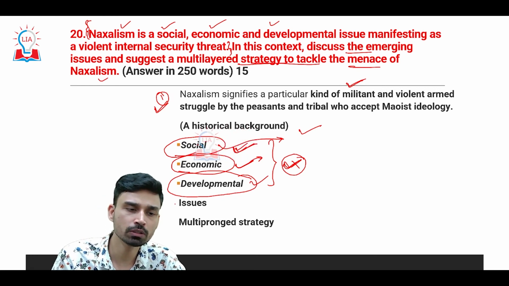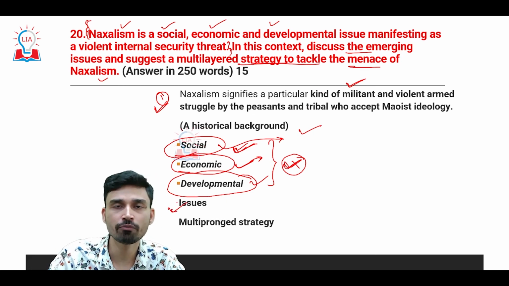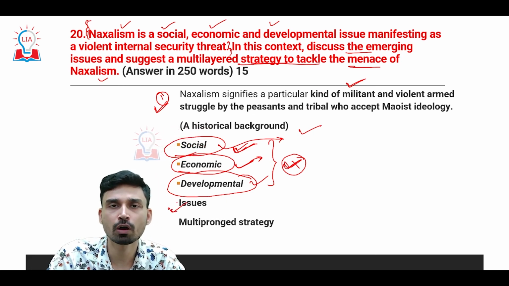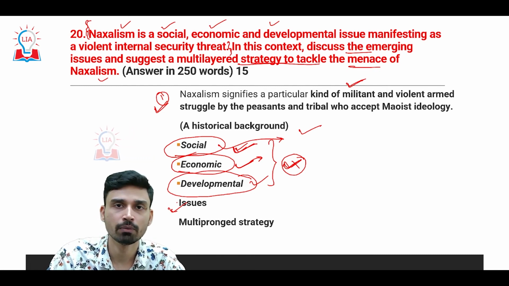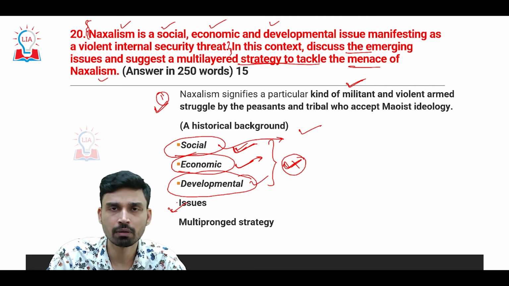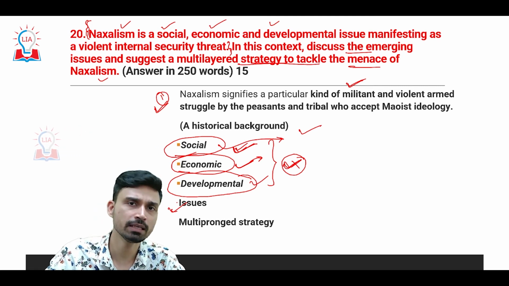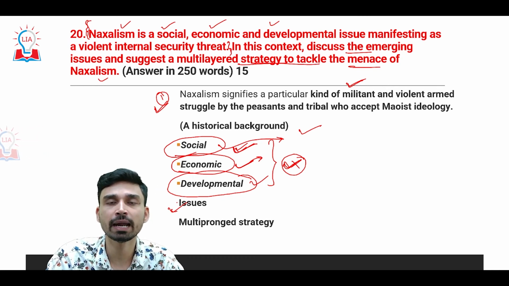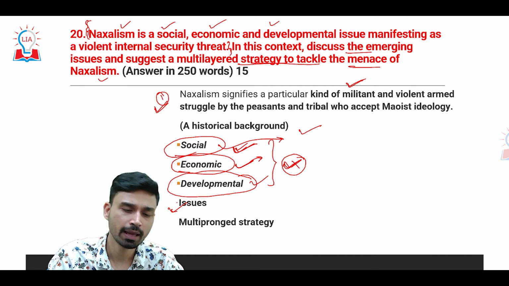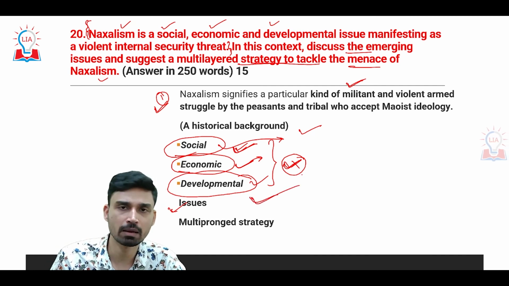Then you can talk about the emerging issues. What are the issues that have come out due to this threat of Naxalism? Here you can talk about how it disrupts national life by disrupting the development of infrastructure, and by prohibiting any kind of economic development in the interior and rural areas of India. And this is something you can write with examples.